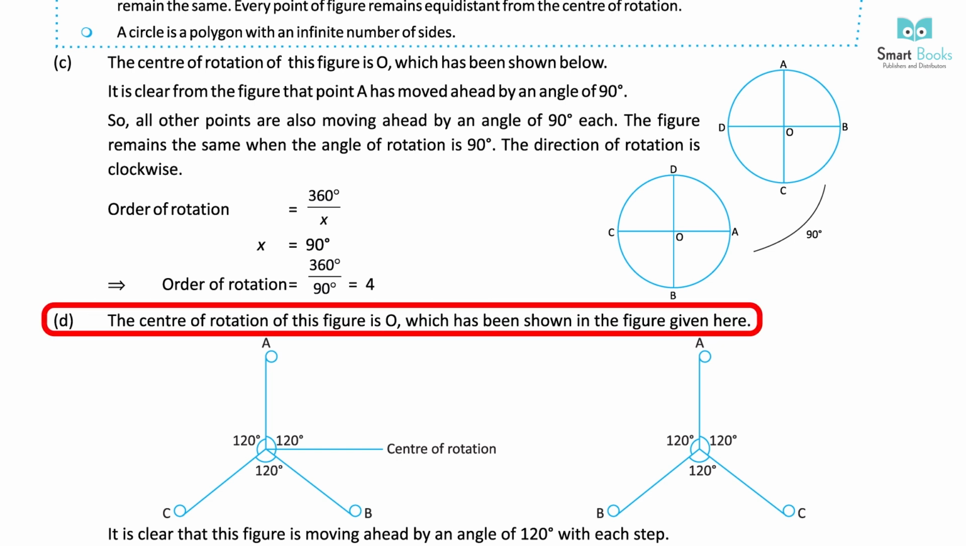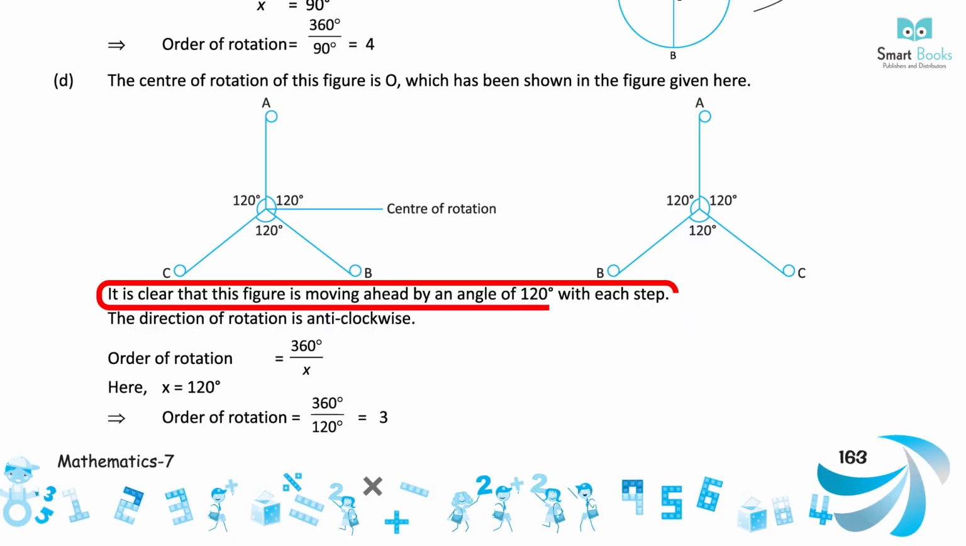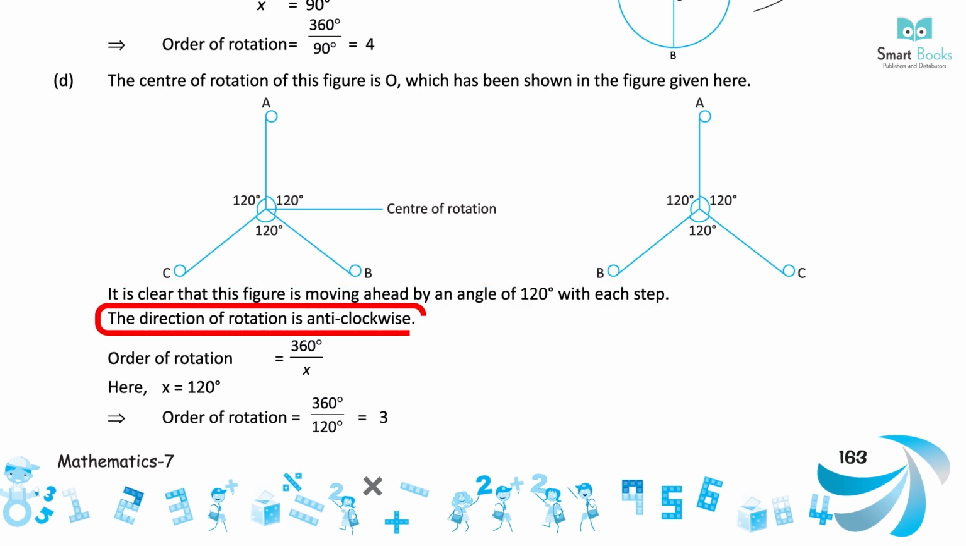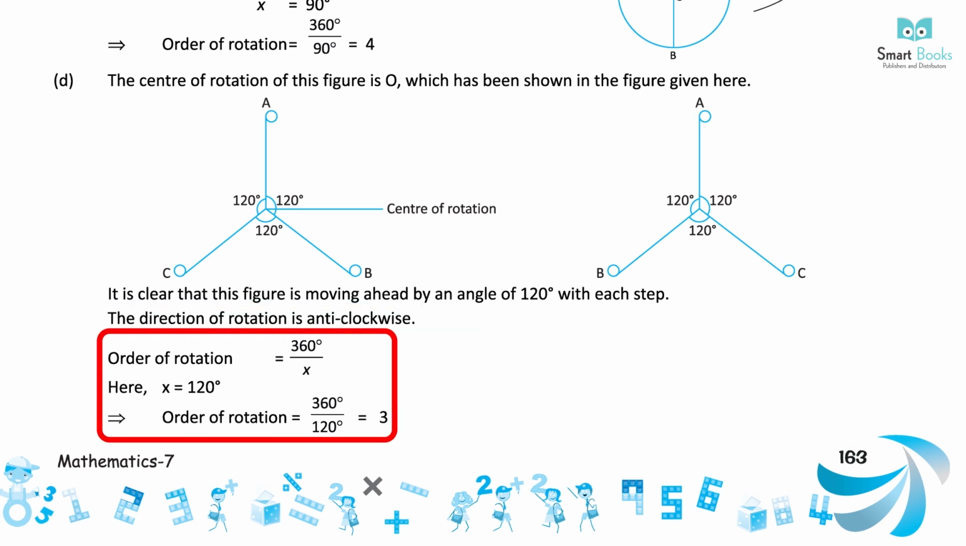D. The center of rotation of this figure is O, which has been shown in the figure given here. It is clear that this figure is moving ahead by an angle of 120 degrees with each step. The direction of rotation is anti-clockwise. Order of rotation equals 360 degrees upon x. Here x equals 120 degrees. Order of rotation equals 360 degrees upon 120 degrees equals 3.